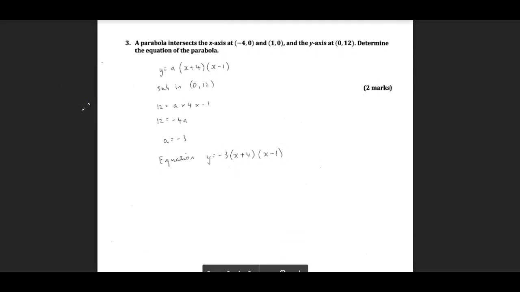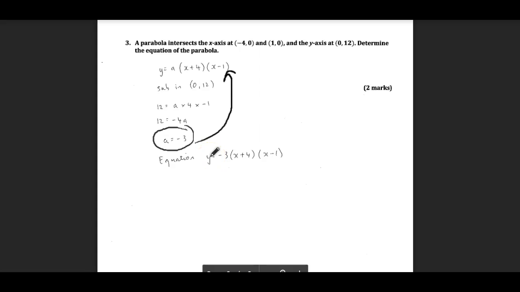A parabola intersects the x-axis at negative 4, 0 and 1, 0, and the y-axis at 0, 12. Determine the equation. So you should be able to set up your parabola in factorized form. Then we substitute in the point 0, 12, and that's just to get the value of a. So when I do that, I get a equals negative 3, and then all I need to do is substitute it back into here.